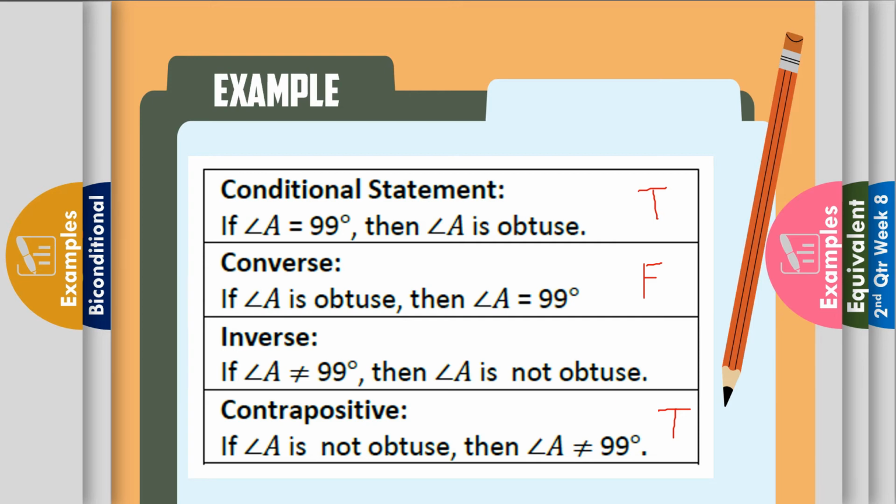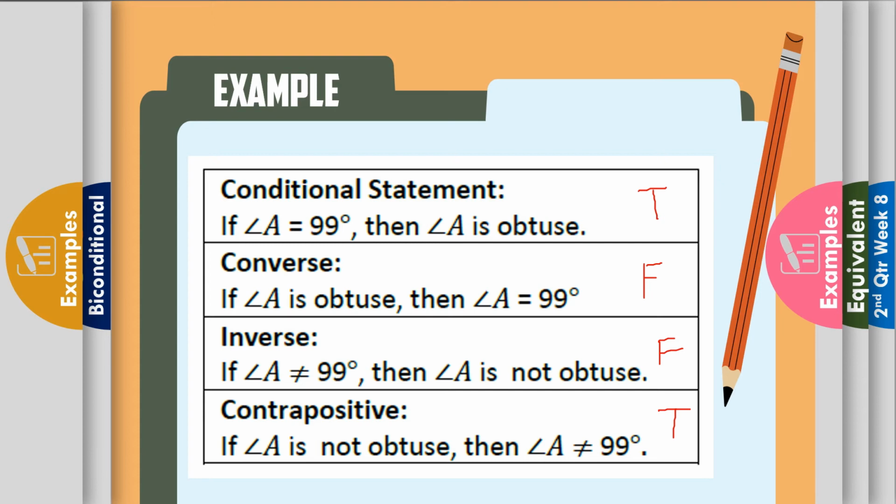How about the inverse? If angle A is not equal to 99 degrees, then angle A is not obtuse. Is it true or is it false? You are right. It's definitely false, because it doesn't mean that if it's not 99 degrees, it's already not obtuse. It can be 100 degrees but still an obtuse angle. So this statement is false. But we did satisfy the condition because both converse and inverse are false.